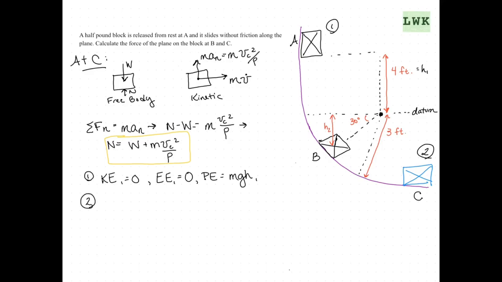And at state 2, so at point C, our kinetic energy is going to be equal to 1/2 mvc squared. Our elastic energy at 2 equals 0. And our potential energy at 2, we're going to have mass times gravity times a negative height, because again, we're below our datum. So now, when we're looking again at our work energy equation, we're going to have no work done between 1 and 2, because again, it's a frictionless plane, so no work is going to be done. So let's plug in and solve.